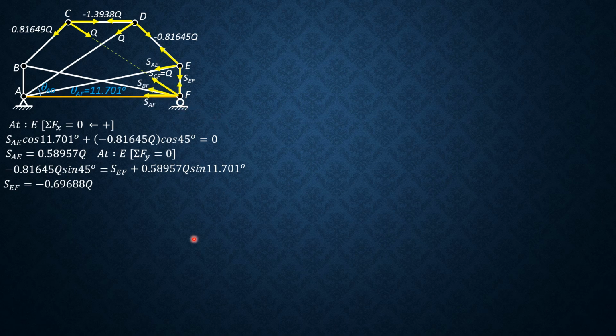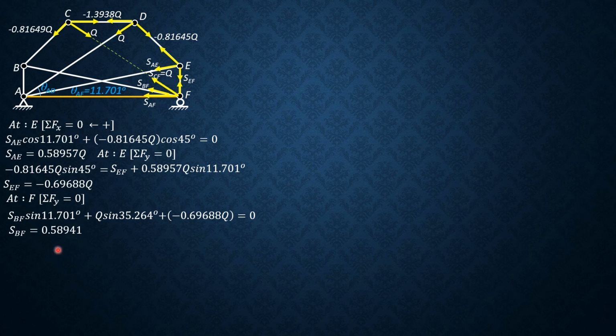These are the forces involved. Summation of forces in Y equals 0, to solve for SBF in terms of Q. So SBF sine of 11.701 plus Q sine of 35.264 plus SEF, which is the quantity negative 0.69688 Q, equals 0. So SBF is 0.69688 Q minus sine 35.264 of Q, then divided by sine 11.701, that would be 0.58941 of Q. So that is SBF.